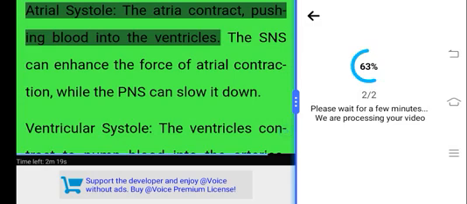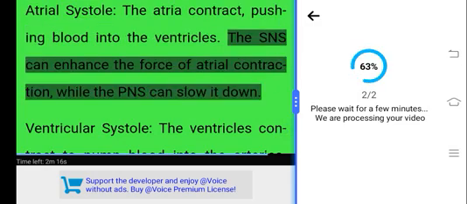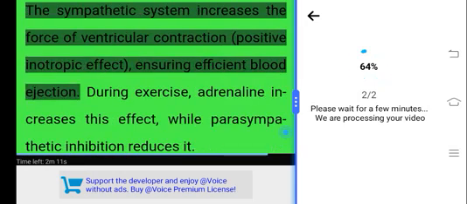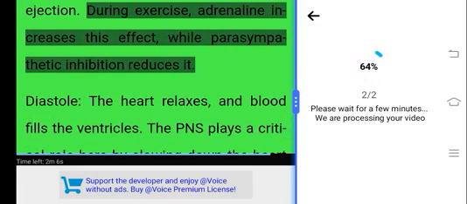Atrial systole: the atria contract, pushing blood into the ventricles. The SNS can enhance the force of atrial contraction, while the PNS can slow it down. Ventricular systole: the ventricles contract to pump blood into the arteries. The sympathetic system increases the force of ventricular contraction, a positive inotropic effect, ensuring efficient blood ejection. During exercise, adrenaline increases this effect, while parasympathetic inhibition reduces it.